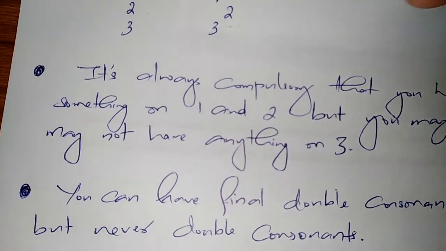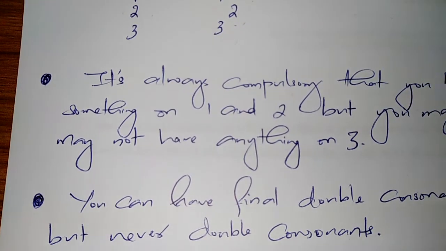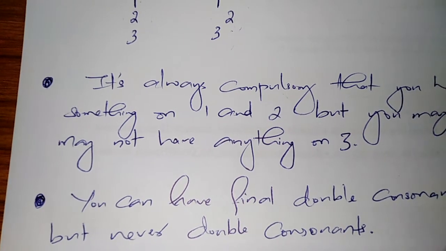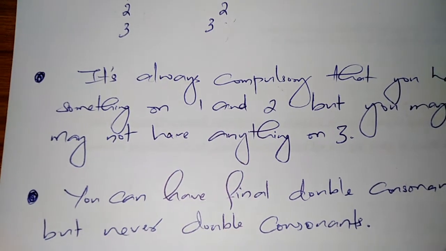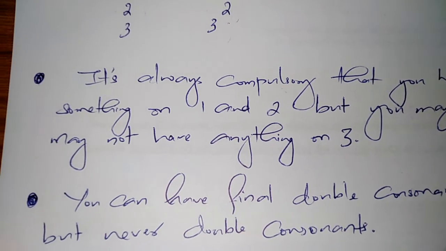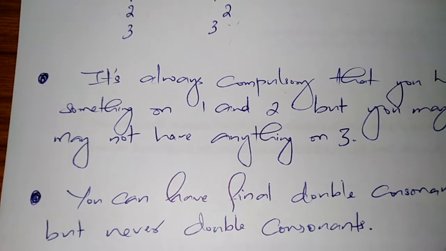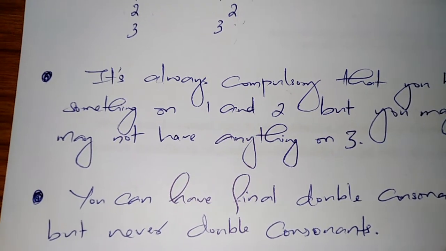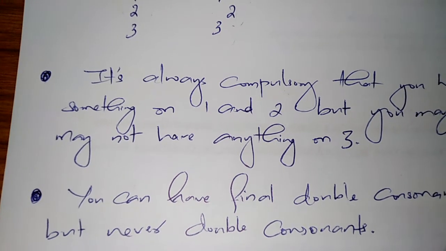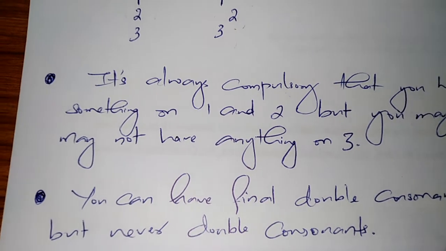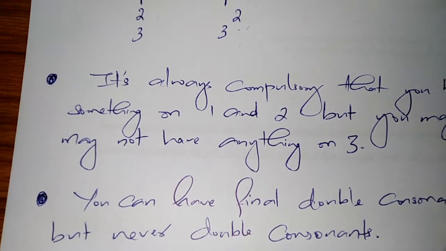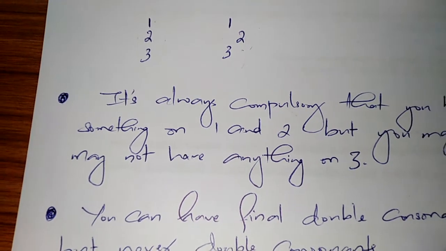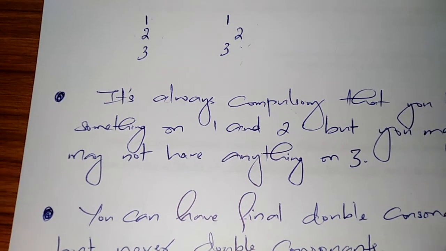And then coming to position number 3, you may have normal consonants or you may have final double consonants, but never double consonants. I'm saying it again: you may have normal consonants or final double consonants, not both together, any one of them, but never double consonants. Double consonants will only come in position number 1.